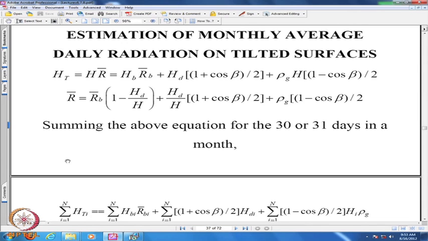We have talked about estimating the conversion factor from solar radiation on a horizontal surface to any tilted surface on a daily basis. With a suitable approximation, we could do it with one single multiplication factor applied to the solar radiation on a horizontal surface, without calling for hour by hour calculations. Now, can we do something similar to estimate the monthly average daily radiation on tilted surfaces?